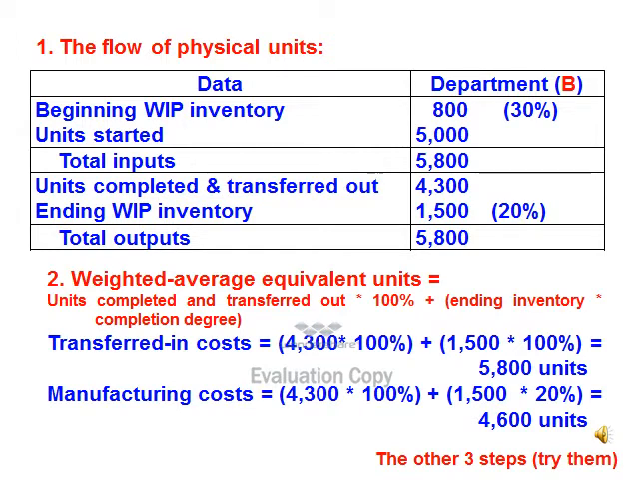For the manufacturing costs, 4,300 units times 100% plus 1,500 units times 20%, the completion degree in process B, equal 4,600 units. The other three steps you can try them.